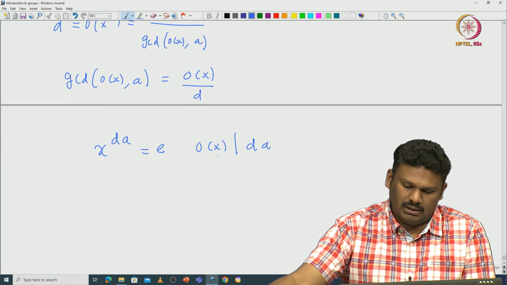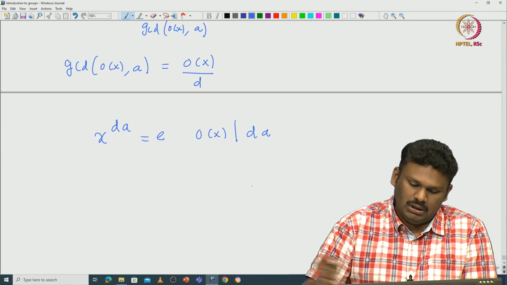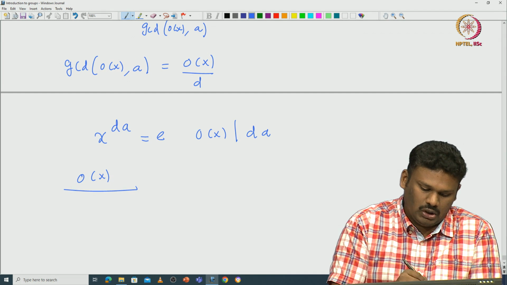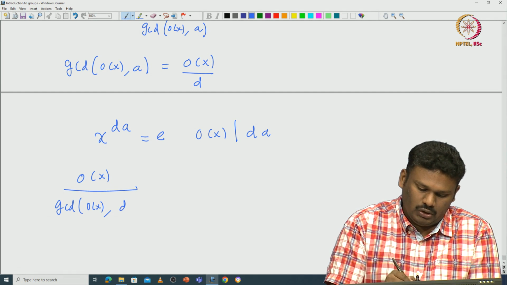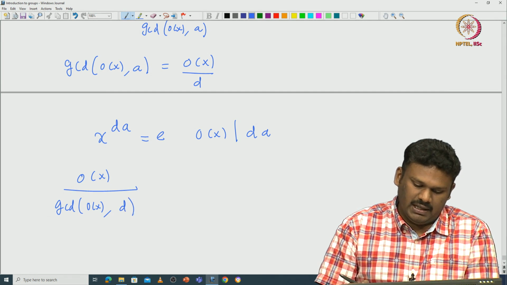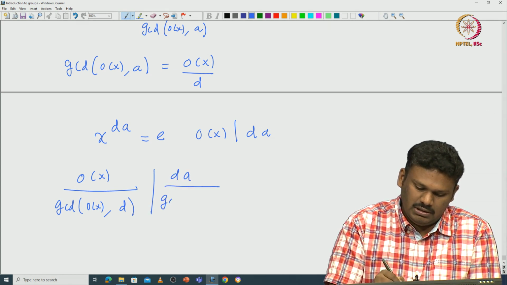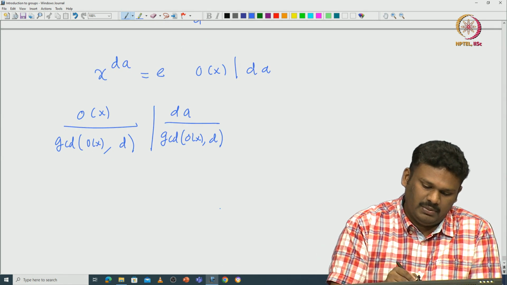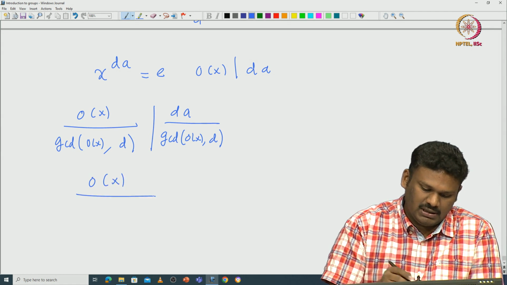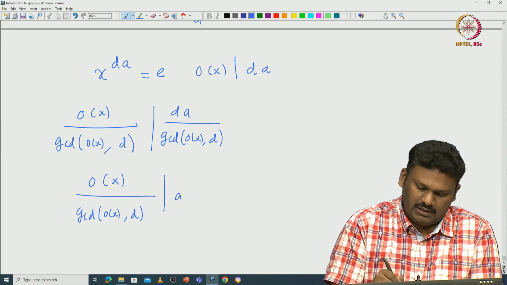So, now if you take it divided by the GCD, okay. So, the order of x. It is a similar argument that we did before, the GCD of the order of x. Now, you can take it to be the GCD of order of x comma d, which will divide a d. A divided by GCD of order of x comma d. But these two numbers will become relatively prime, that will imply that order of x divided by GCD of order of x comma d divides a.